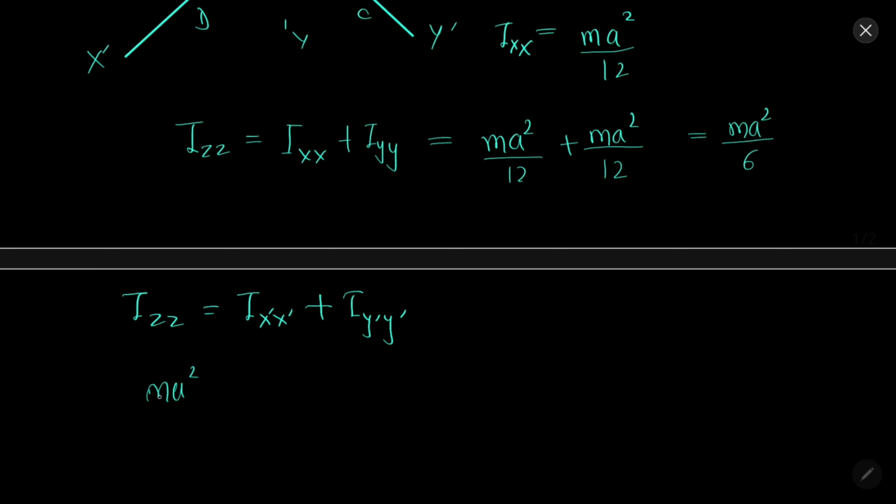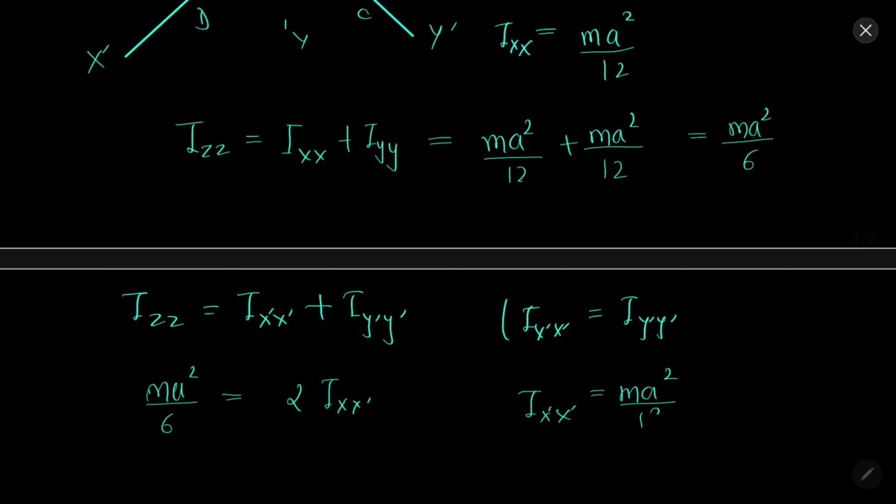So ma square by 6 equals 2 into Ix dash x dash, or 2 into Iy dash y dash can be written, because Ix dash x dash is equal to Iy dash y dash. So ultimately from this, Ix dash x dash will be ma square by 12. Similarly Iy dash y dash will also be ma square by 12.